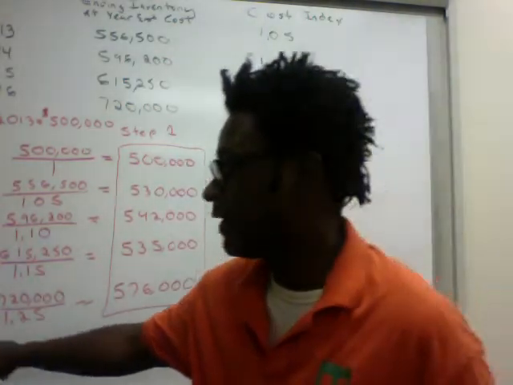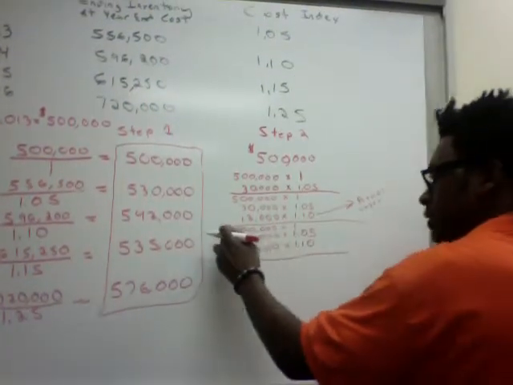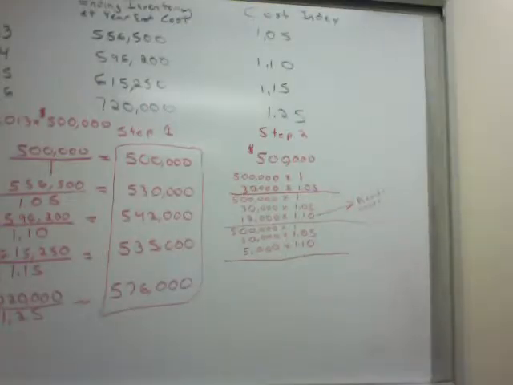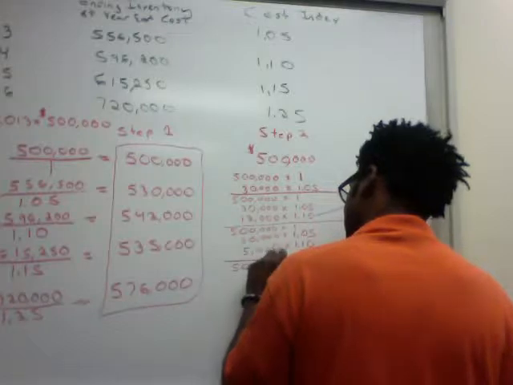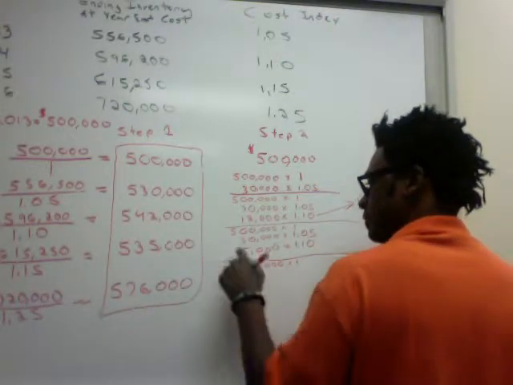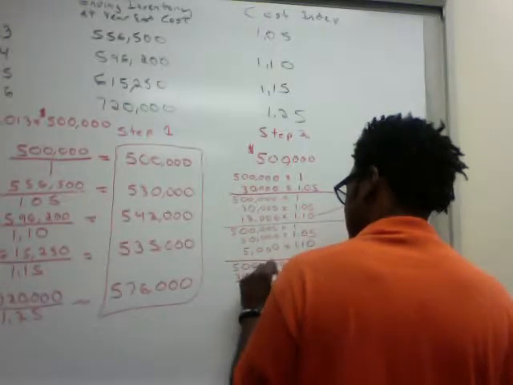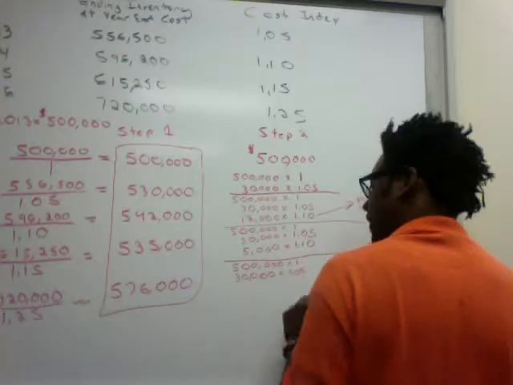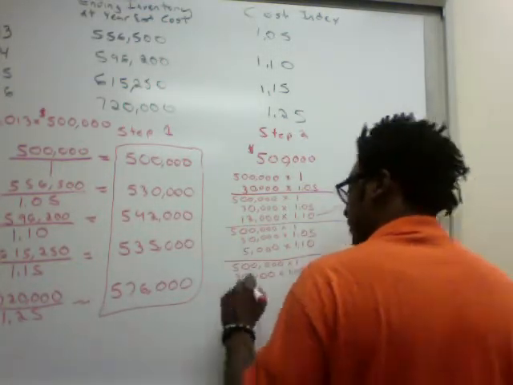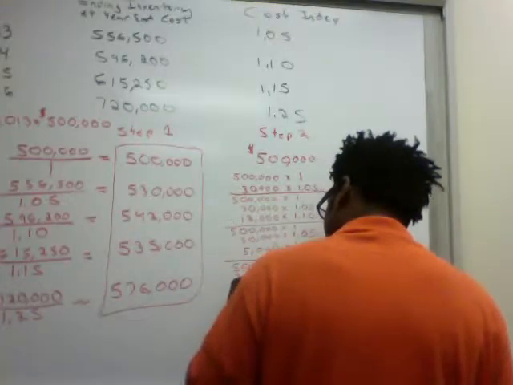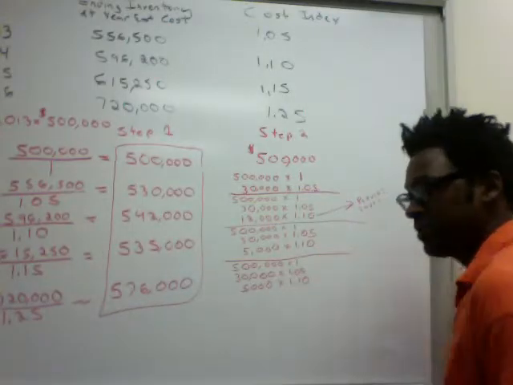And then we go to the very last, 2016. So, again, we have to report our layers again. So we start out with the base, 500,000 times 1. Second layer was 30,000 times 1.05. We saw that our last layer was 5,000 because we had to adjust it, remember? And the index for that was 1.10.